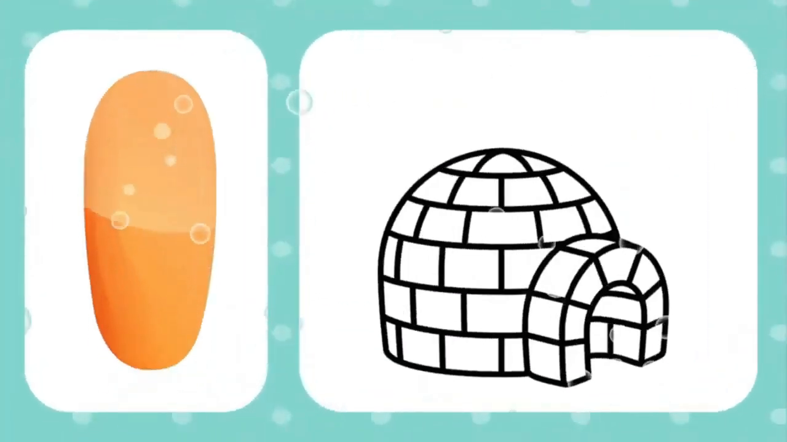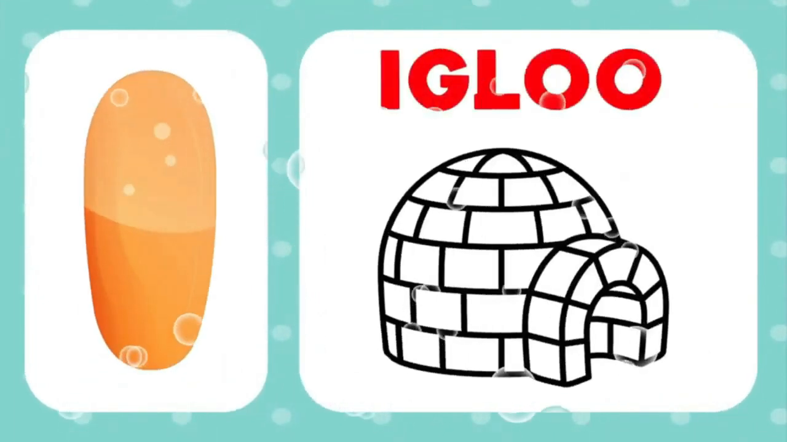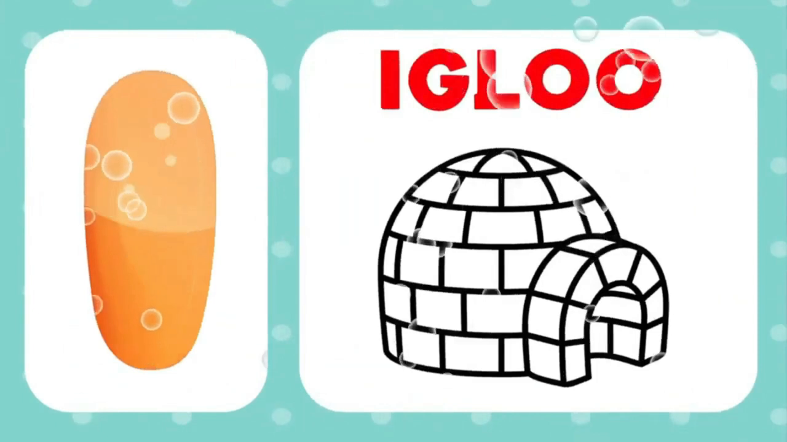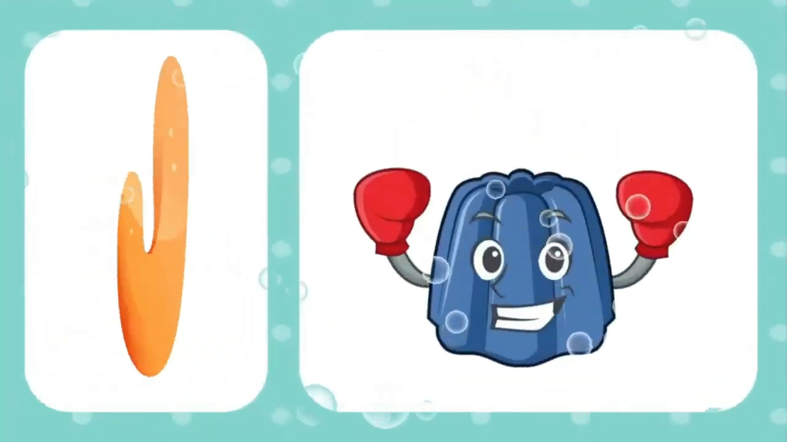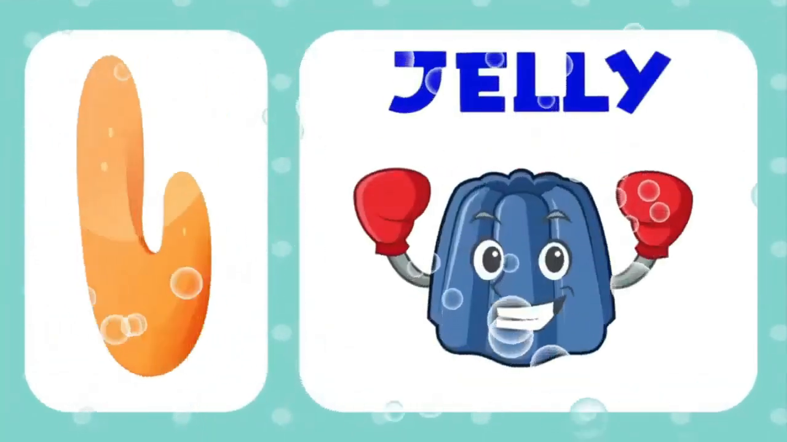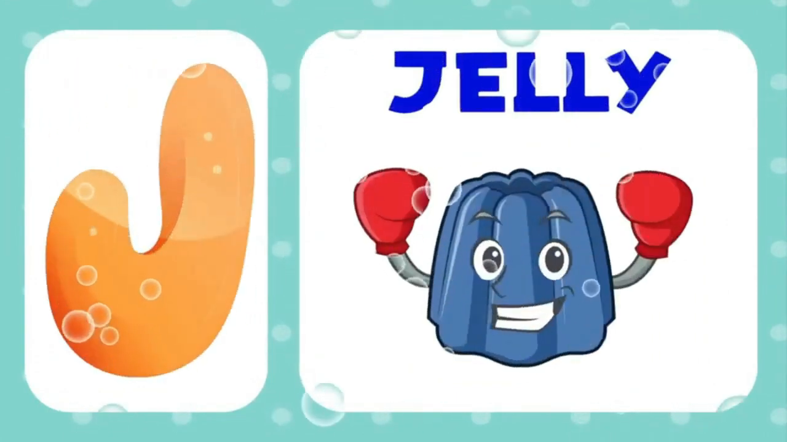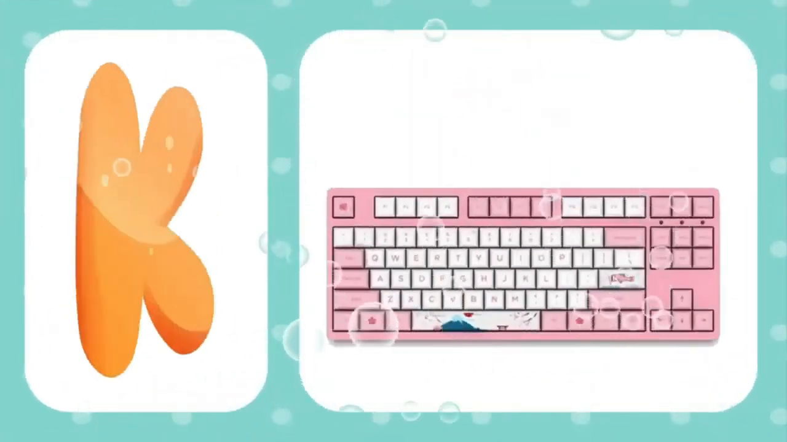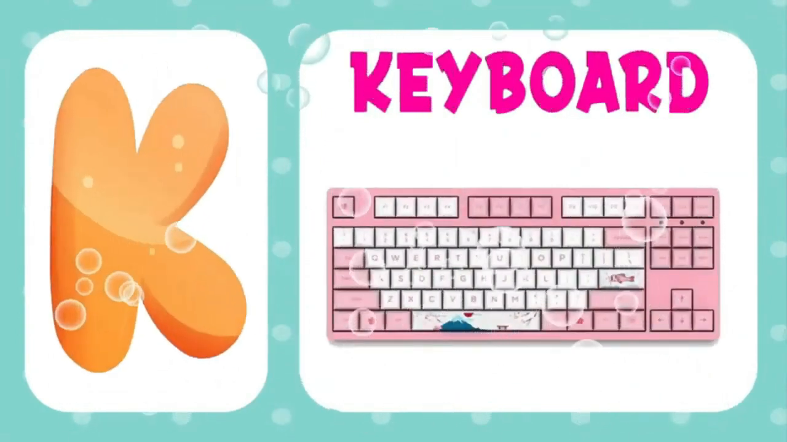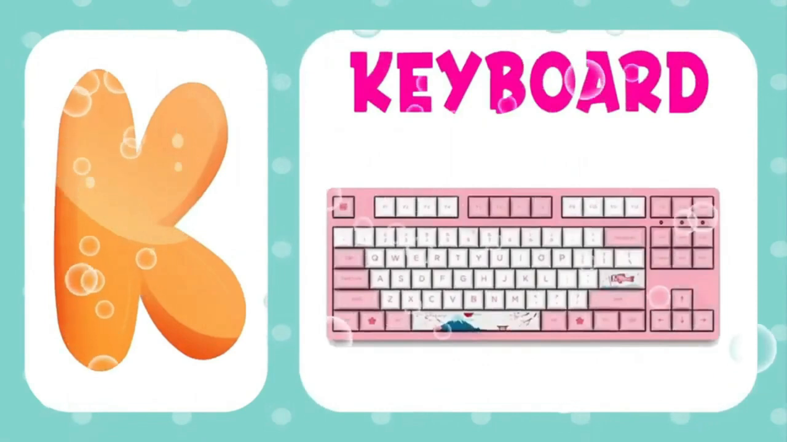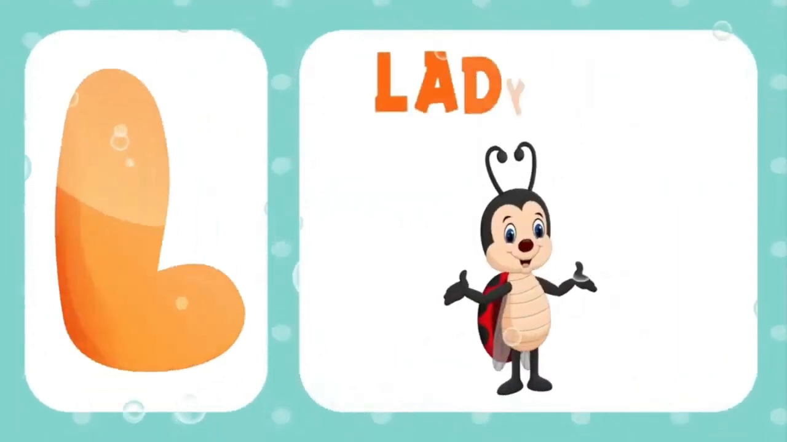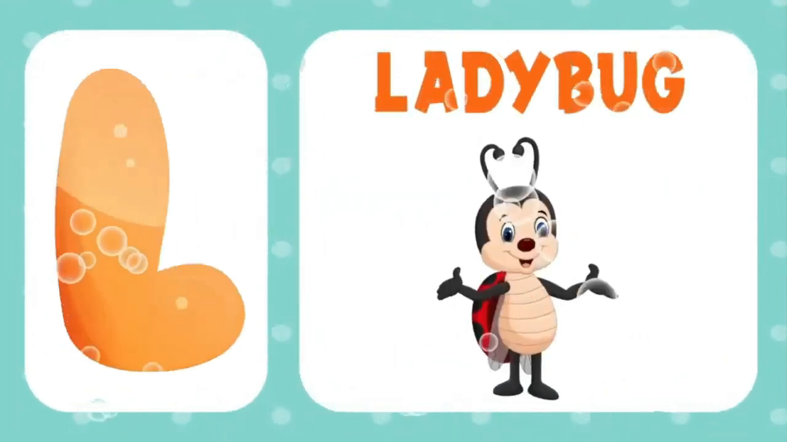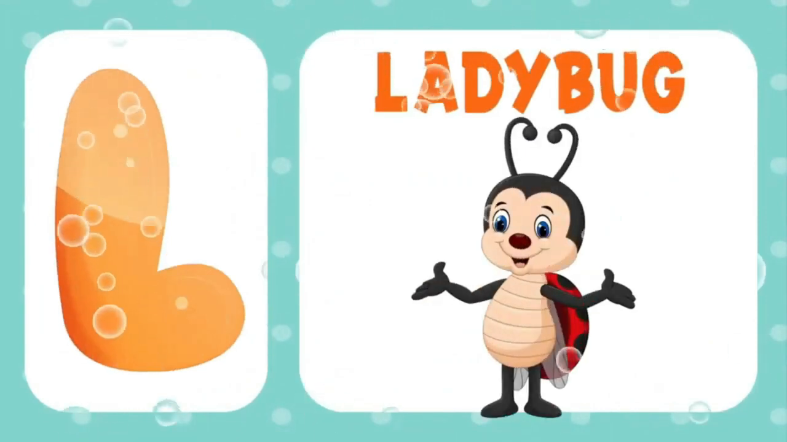I is for igloo. I, I, igloo. J is for jelly. J, j, jelly. K is for keyboard. K, k, keyboard. L is for ladybug. L, l, ladybug.